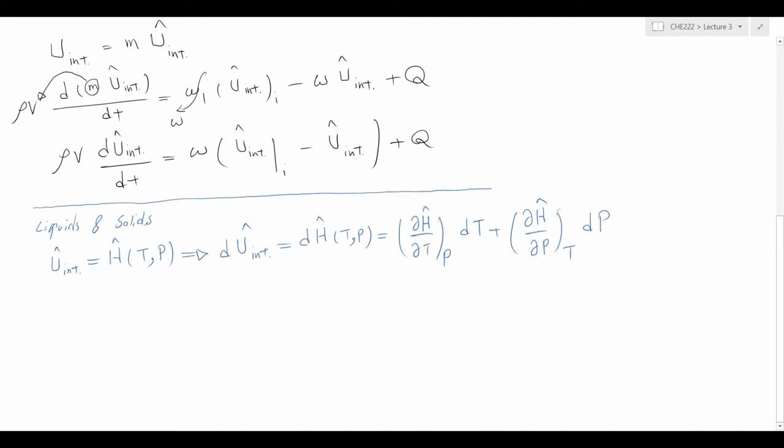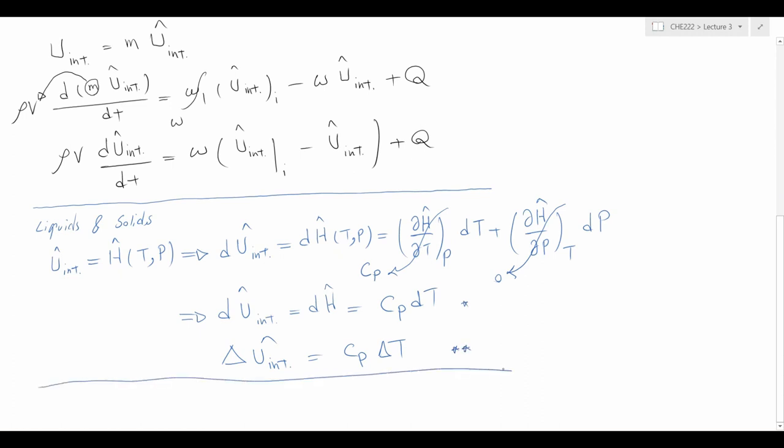And again, I remind you that for liquids and solids, variation of enthalpy with respect to pressure is negligible, so we can basically remove this term, and what is left is dU internal is equal to dH, and again this term is heat capacity at constant pressure, so this is Cp dT. And if I take the integral of the two sides of this equation, I would have delta U internal is equal to Cp delta T. So these are the two equations that we need.